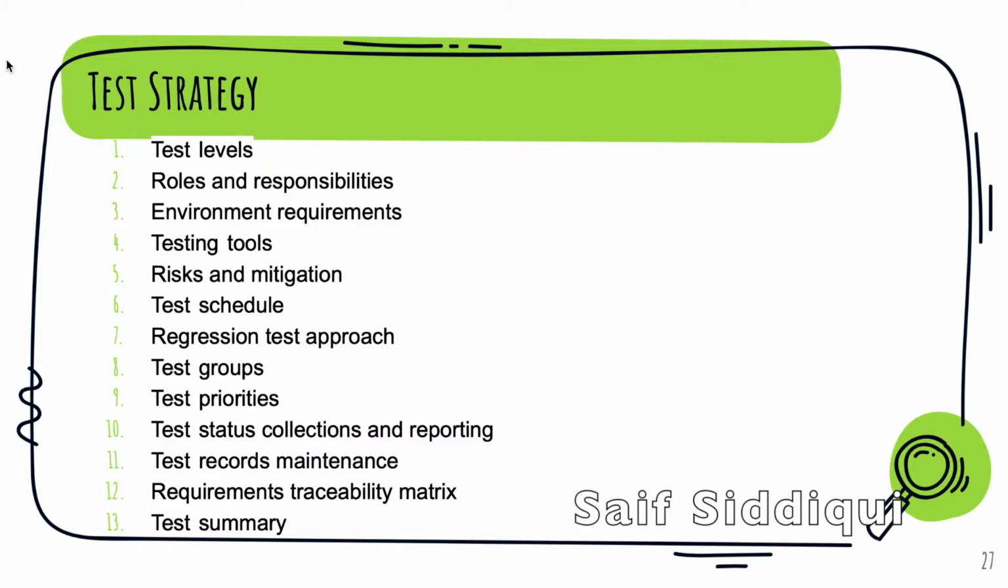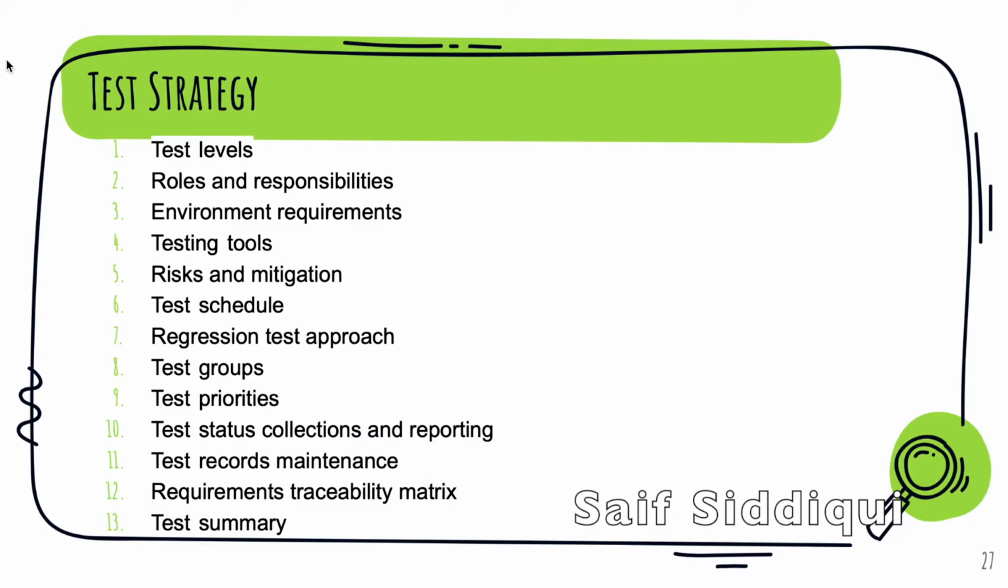Regression test approach: what all test cases we are going to use for regression purpose, we need to define those. Test groups: basically in test groups we define all similar kinds of test cases together. Maybe there is one functionality for search flight that will be in one test group, then there is another functionality for adding coupon in a payment gateway, so that will be another group of test cases.